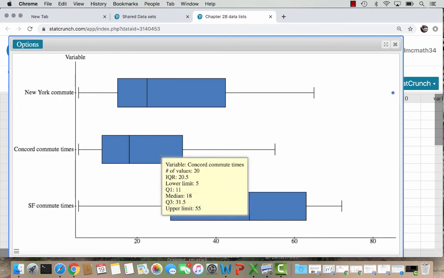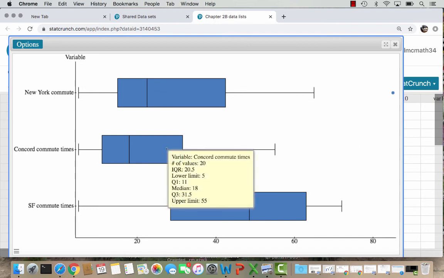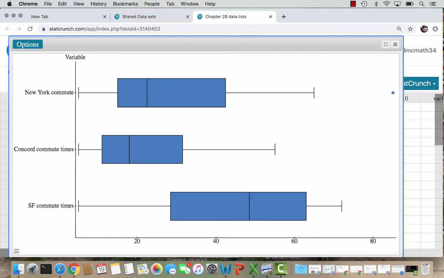And we can see Concord still has the lowest interquartile range. So if I were to ask which city has the smallest range of typical commute times, I would answer Concord because it has the smallest interquartile range, the distance from quartile 1 to quartile 3. If I were to ask which city has the highest typical range of commute times, or the widest range of commute times, I would say San Francisco, because the interquartile range of 34.5 is the biggest of the 3 cities, meaning its center box is the widest.